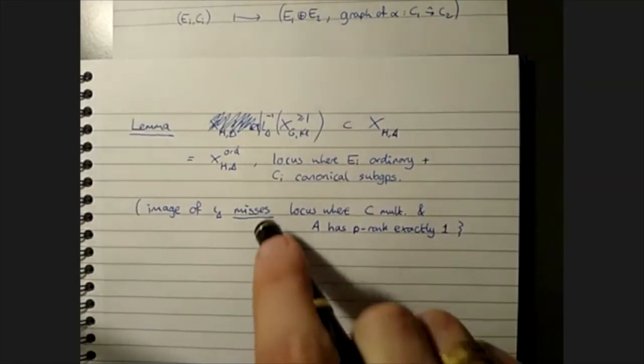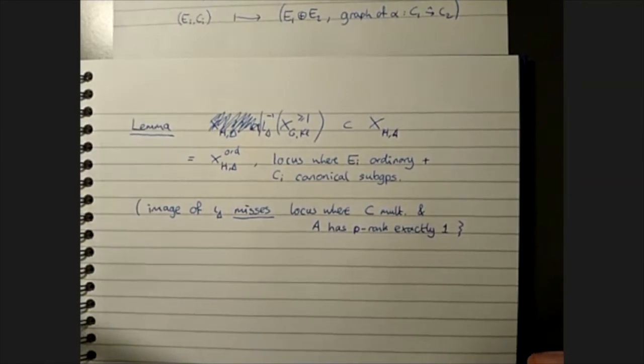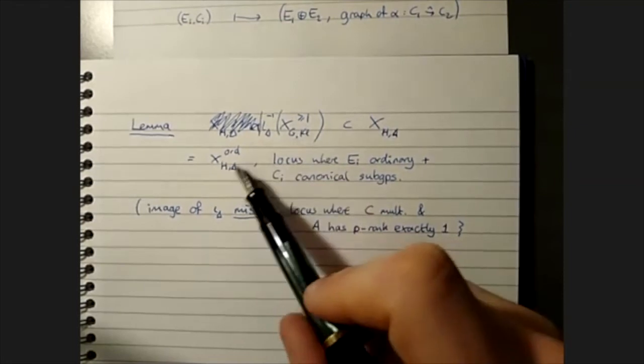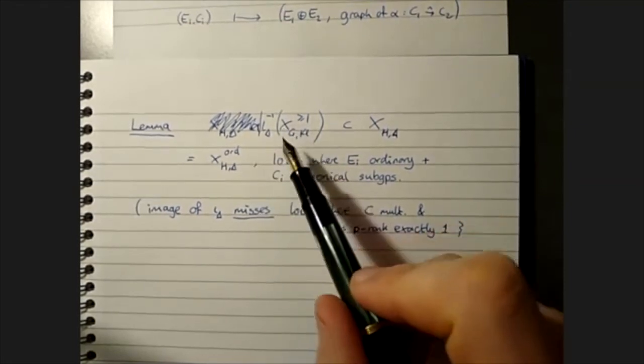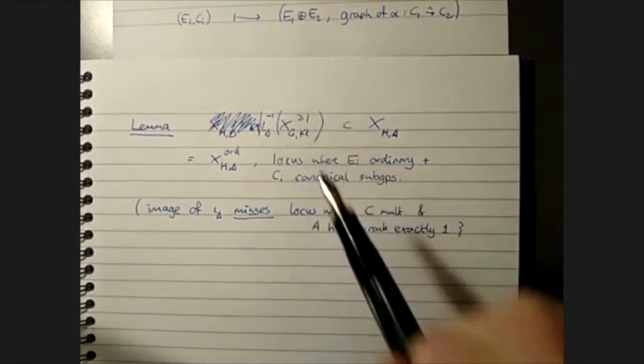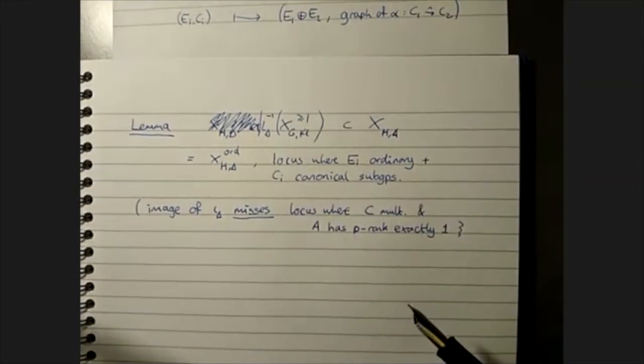And somehow this embedding is a little bit better than we might expect. It's obvious that the pre-image of the ordinary locus is the ordinary locus, but in fact, the pre-image of this slightly larger locus on G is still the ordinary locus on H. So we've got a map that kind of cuts across the stratifications in a slightly unexpected way.